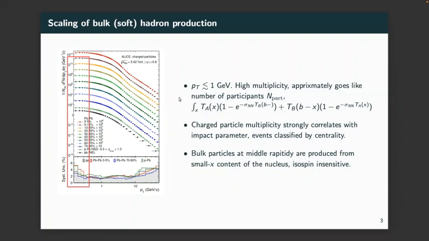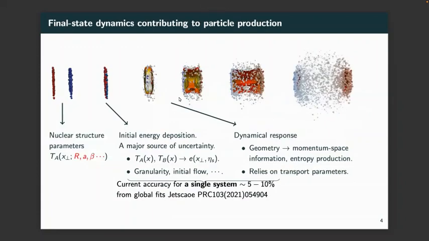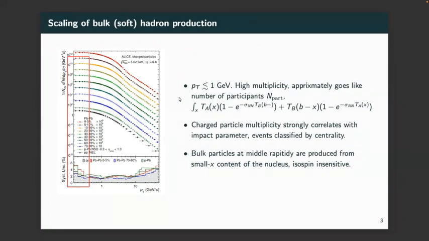And also these particles are produced from the very small x content of the nucleus, so they don't really care about whether it's a neutron or proton. We evolve it to a high enough scale for gluon production, so they're isospin insensitive. And of course, this number of binary collisions is just an approximation.